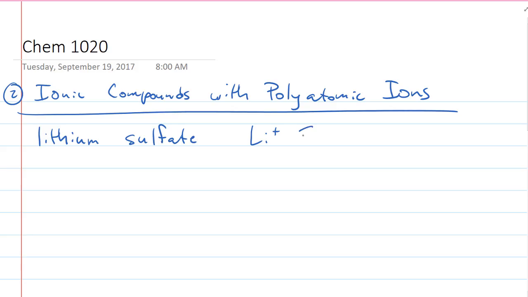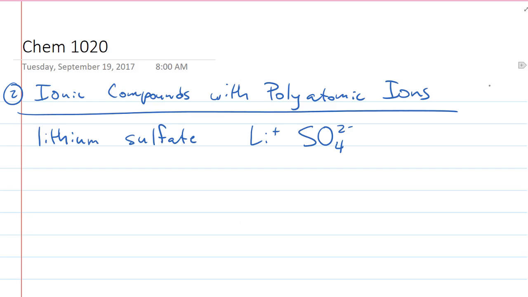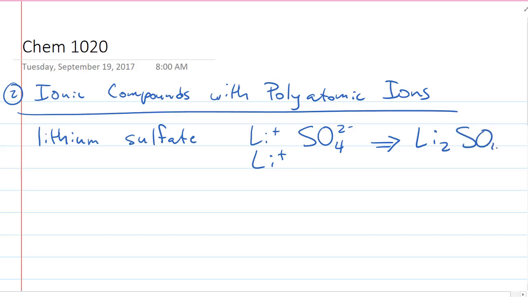And the formula for the sulfate ion is SO. It's 2 negative. How many oxygens? 4. Remember, this comes from your list of ones to memorize. Sulfate is SO4 with a charge of 2 negative. So if we have Li single positive, SO4 2 negative, how many lithium ions do we need altogether? 2. How many sulfate ions? 1. So our formula is going to be Li2SO4.